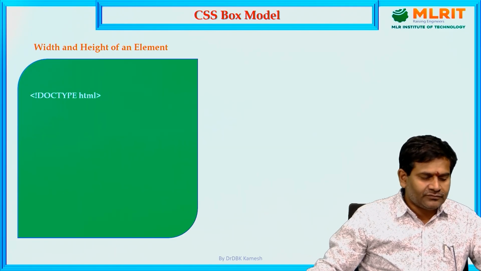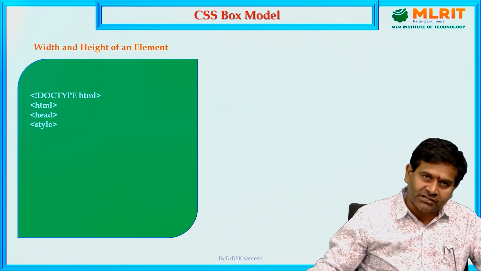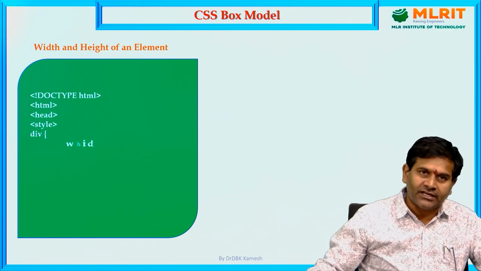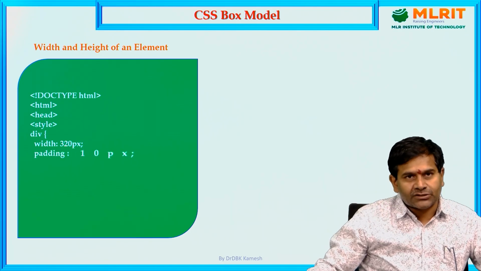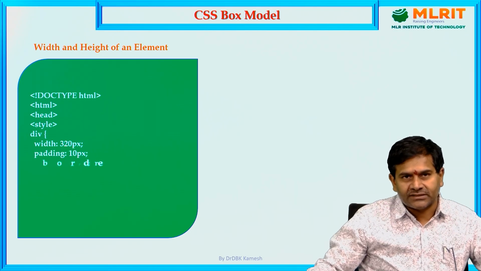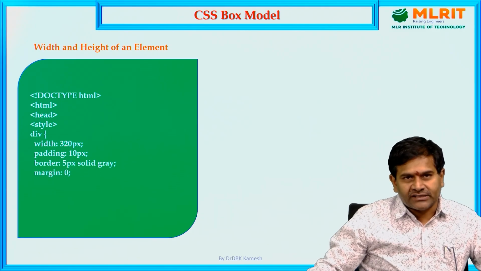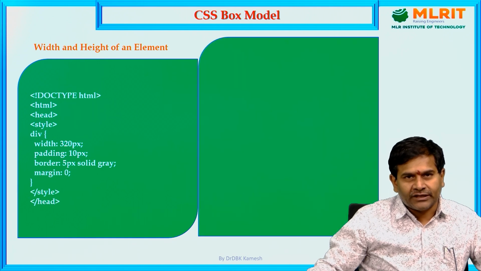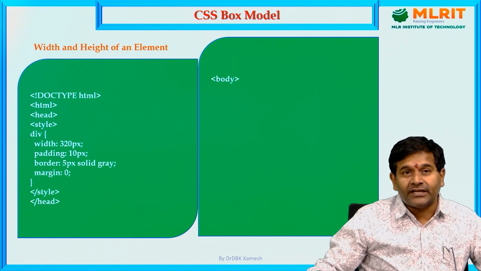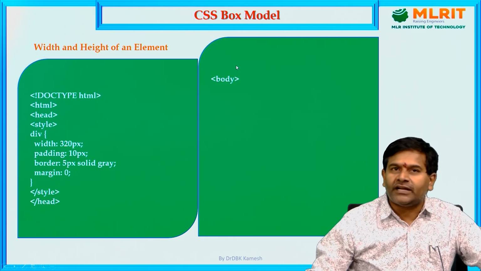Now same we can apply the HTML head section in the style. Inside the style division, so width 320 pixels. So then the padding space 10 pixels. So then border 5 pixels, solid gray. So margins 0. Then so your division selector is completed, style completed. Now head. So then we have written like so. Then here what we need to incorporate in this, only width and height of an element.